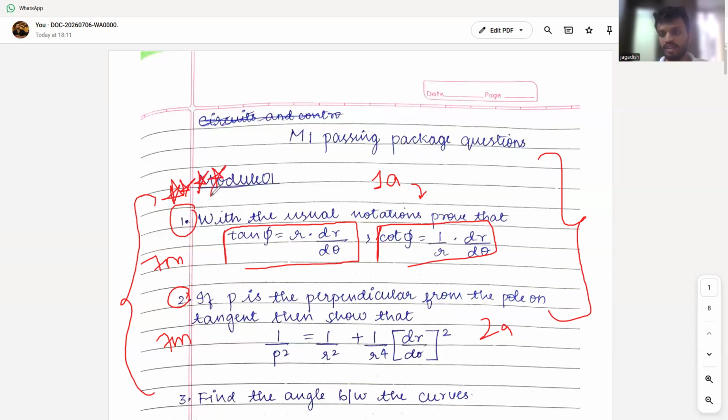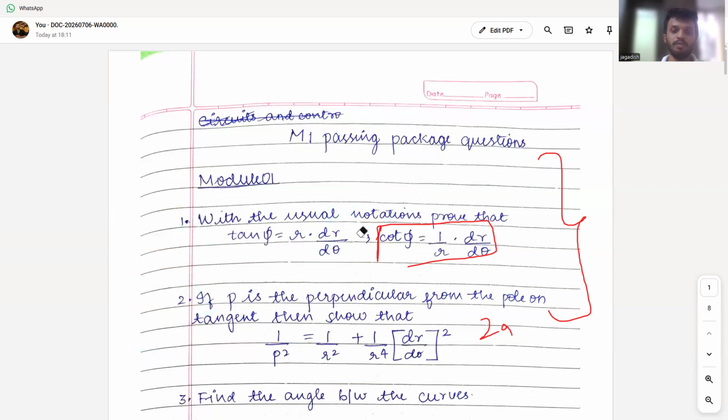Those who are willing to pass the examination, the first question is very important compared to the second question. So this is very important from module 1.